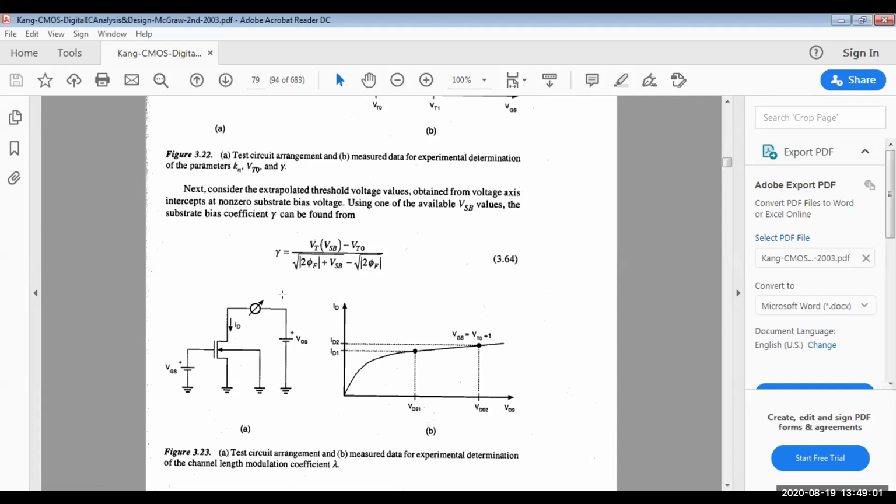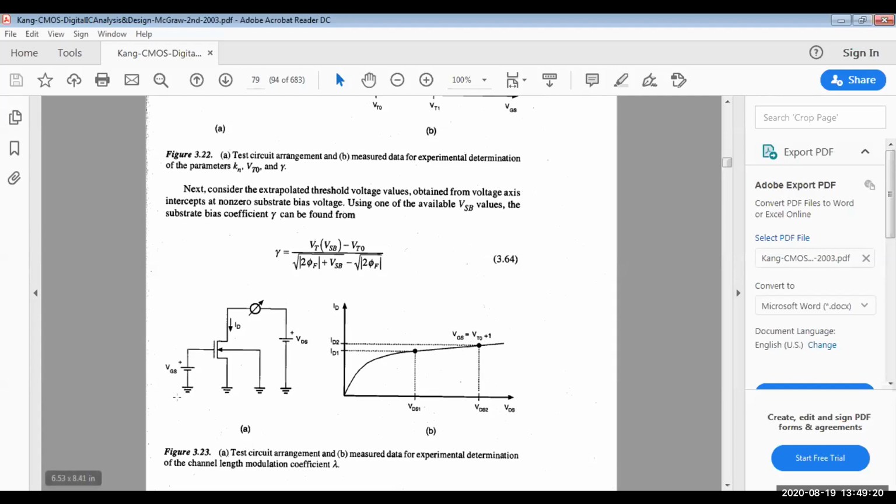So for this simple MOSFET, as in the previous lab class where we plotted ID versus VDS, similarly we will plot here, and see how we will be getting the lambda.